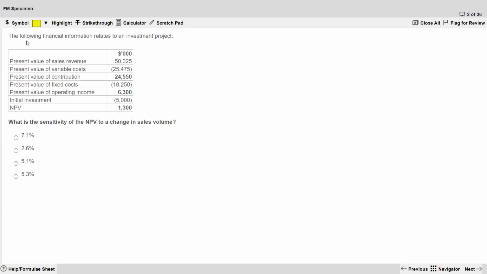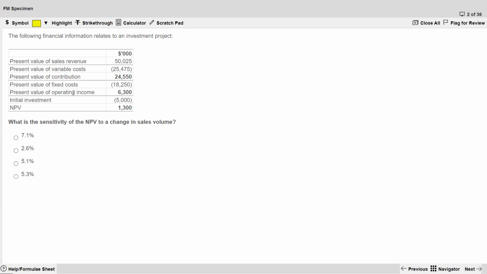The next question is about the following financial information relates to an investment project. And for this question, I am using the FM specimen paper, Muhammad Khan. Now it says that the following financial information relates to an investment project. The present value of sales revenue, the present value of variable costs, the present value of contribution, the present value of fixed costs, the present value of operating costs, etc. are given. This is all that is actually given to you.